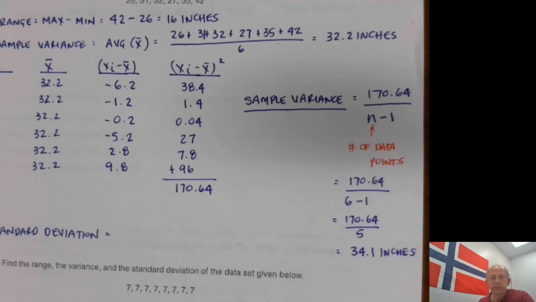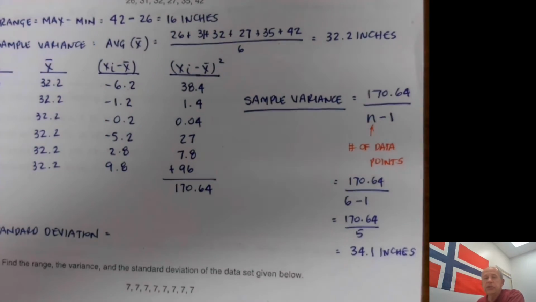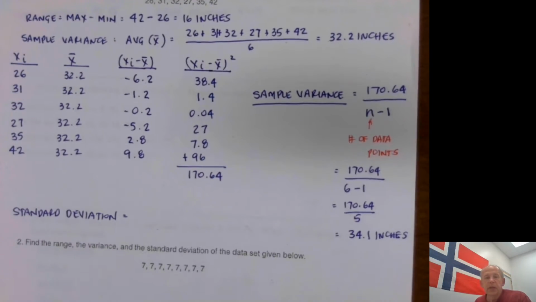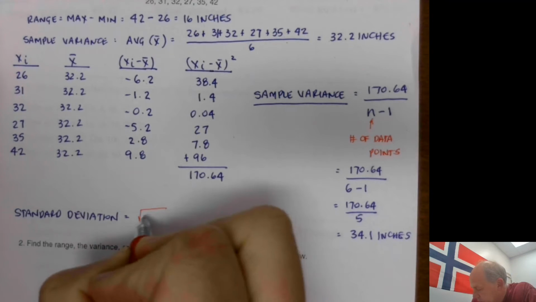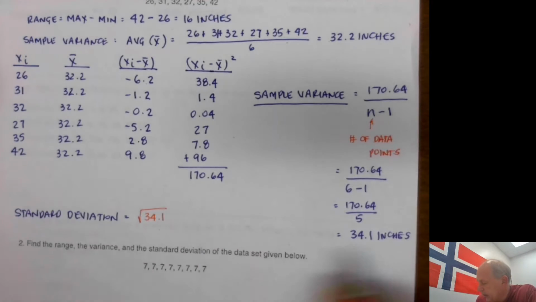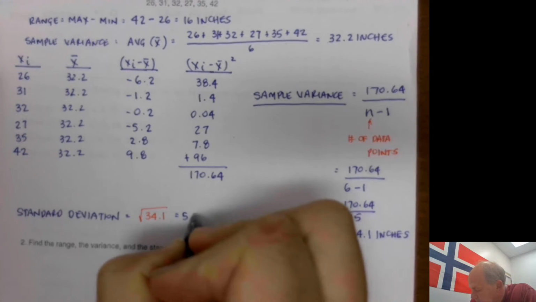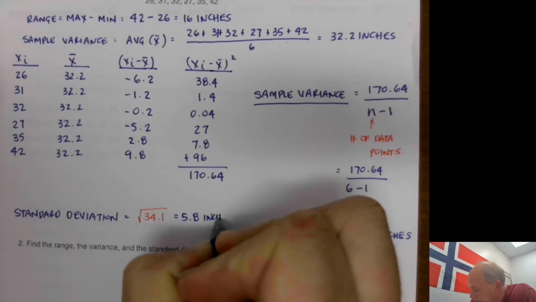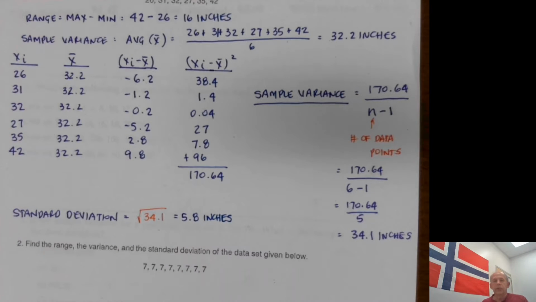is 34.1 inches. So that's a lot of calculations for the sample variance, but like I said, it's very cookbook and pretty straightforward. The last thing I'm going to find is the sample standard deviation. That is just the square root of my sample variance, which is 34.1, and that is 5.8 inches. So there are all three values, the range, sample variance, and sample standard deviation for this data set.